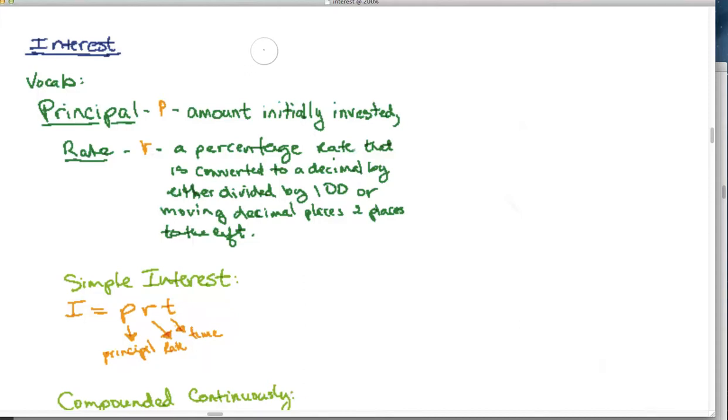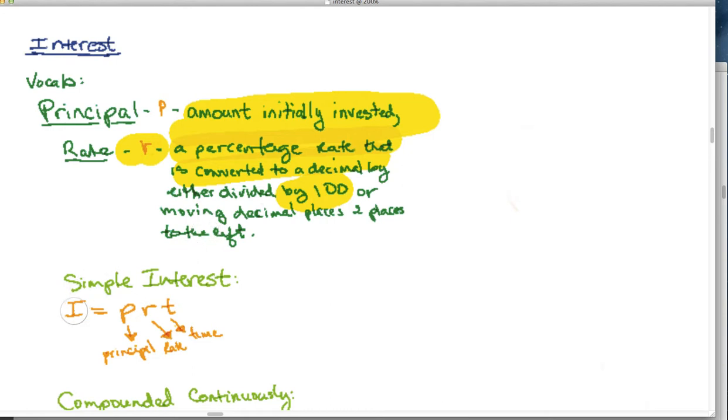Today we're going to be looking at the concept of interest. There are a few things we should know. The principal is the amount that you initially invest. The interest rate is going to be r, little r usually, and it's a percentage rate that's converted into a decimal. If you remember, you divide by 100 to get it to a decimal.